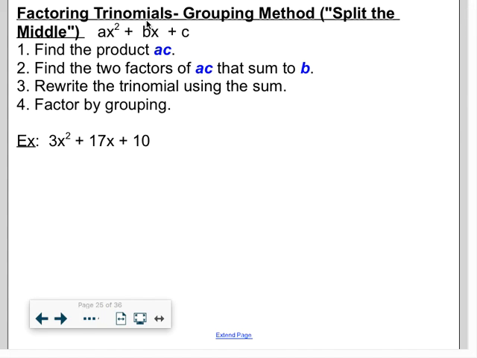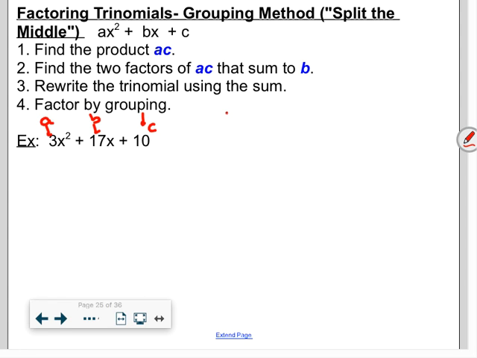All right, factoring trinomials. What happens if there's a number in front of the x squared and it doesn't factor out? So here's what you're going to do. We have ax squared plus bx plus c. You're going to find the product of a times c. This is your a, here's your b, and c is the number at the end.